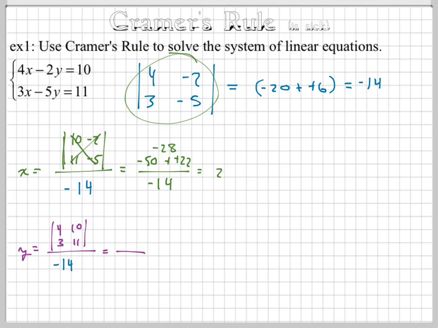So on the bottom, I still have -14. On the top, I get 44 minus 30. 44 minus 30 is 14. So I have 14 divided by -14, which is -1. So my answer for this problem is 2, -1. And is it going to always be?